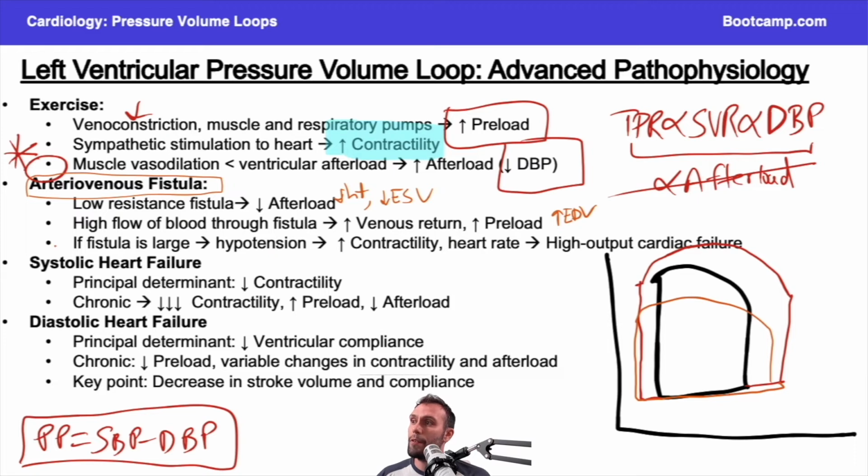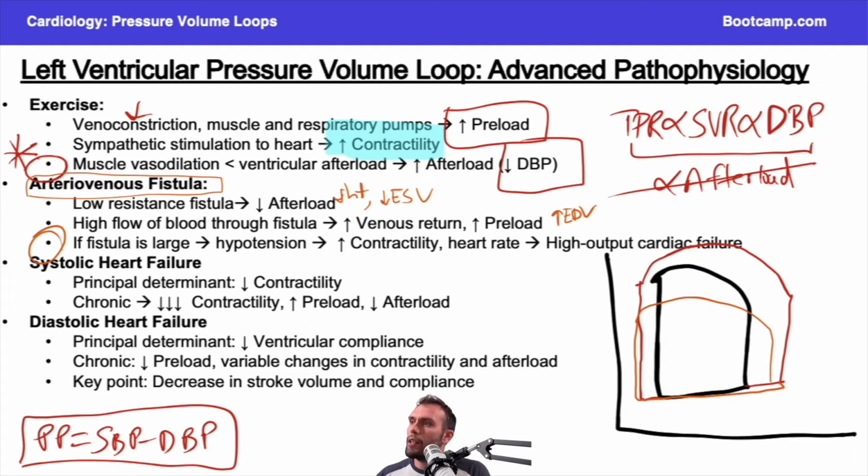Now, if the fistula is really big, like an aortocaval fistula, this patient might be hypotensive. They might go into hypotensive shock, okay? And that's where you might see an increased contractility, heart rate, which can eventually lead to high output cardiac failure. And I talk about all of this, like I said, in another video where I have a question on this, but just to give you an idea.